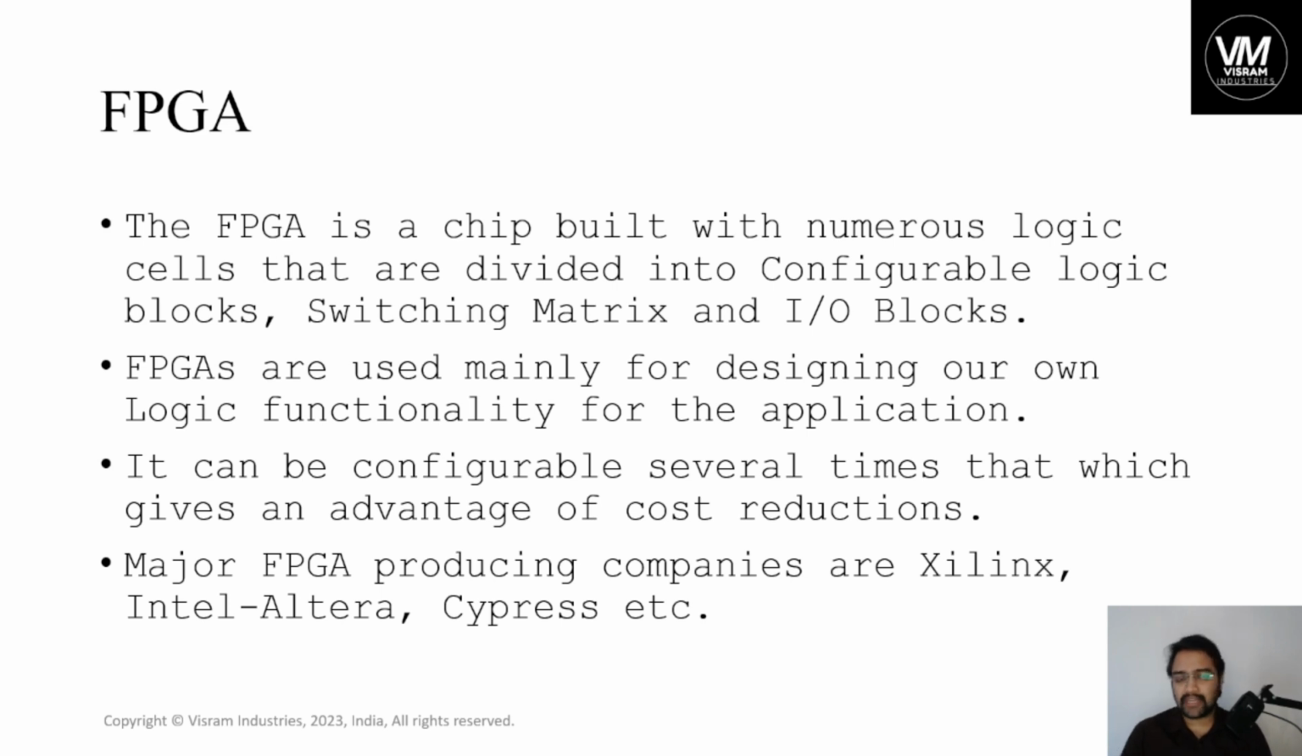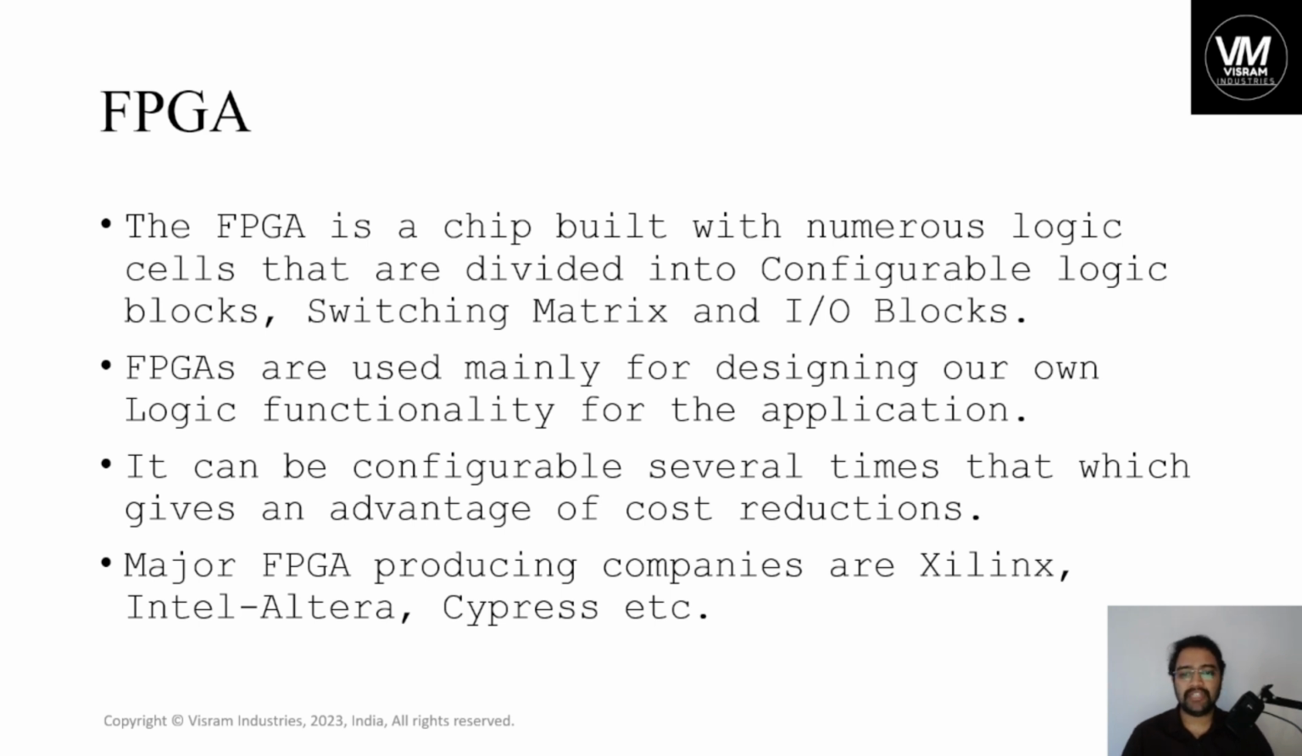What is FPGA? FPGA is a hardware chip that can be developed on the basis of the applications that we desire. An FPGA is a chip built with numerous logic cells that are divided into configurable logic blocks, switching matrix, and IO blocks. There are three major components of an FPGA: configurable logic blocks, CLBs as we call them, the switching matrix, and IO blocks. Every time you think of FPGA chip architecture, think of these three things: CLBs, the switching matrix, and IOBs. You should be very familiar with all three components in the FPGA architecture.